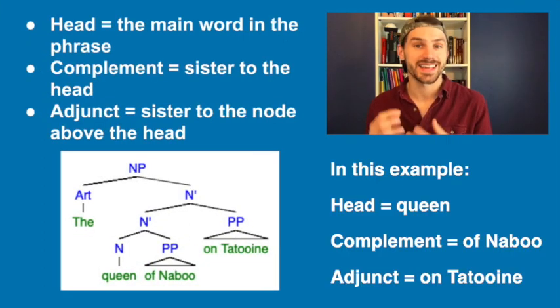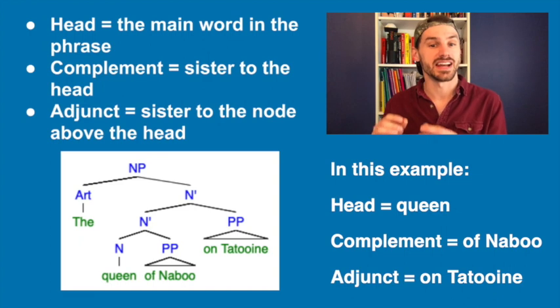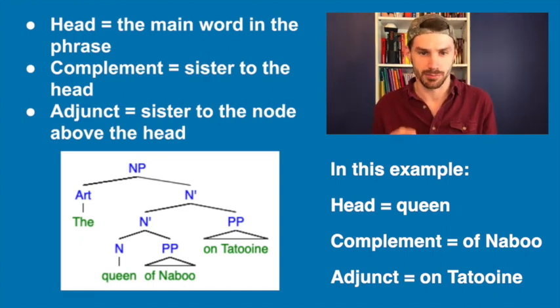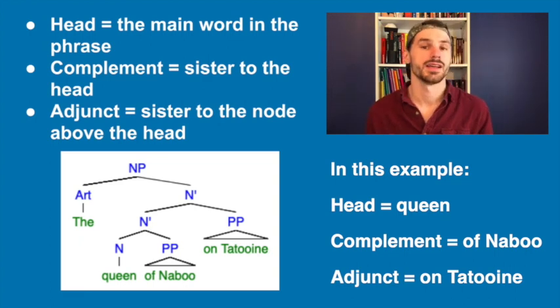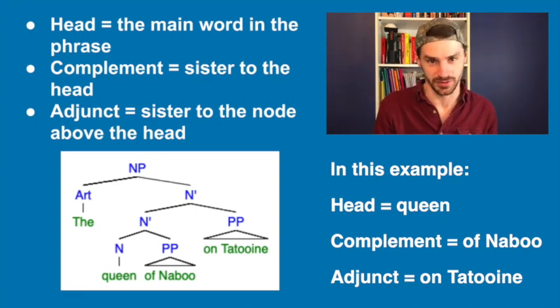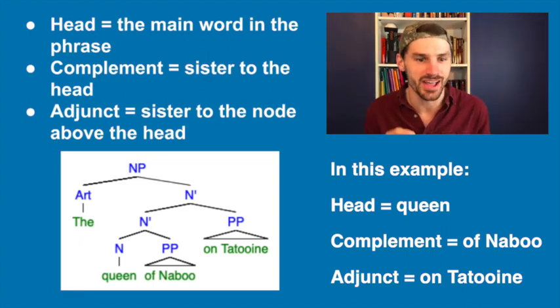Now remember that the complement, or that little essential bit of information that communicates what she's queen of, in this example it's the prepositional phrase of Naboo, the complement is the sister node to the head node. The head in this example being the queen, the noun, because it's the central portion of the noun phrase. These 2 nodes are sisters, so they're on the same level of the hierarchy.